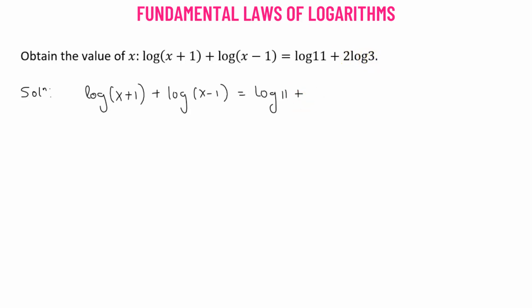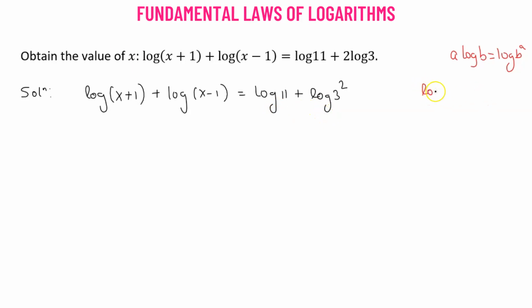Here we have 2 log of 3. What we can do here is use the property that if we have a times log of b, that will be equal to log of b raised to the power of a. So using that property, we will have log of 3 squared. We have used this property so that in the next step, we can add the 2 logarithms on the left hand side and the 2 logarithms on the right hand side as well.